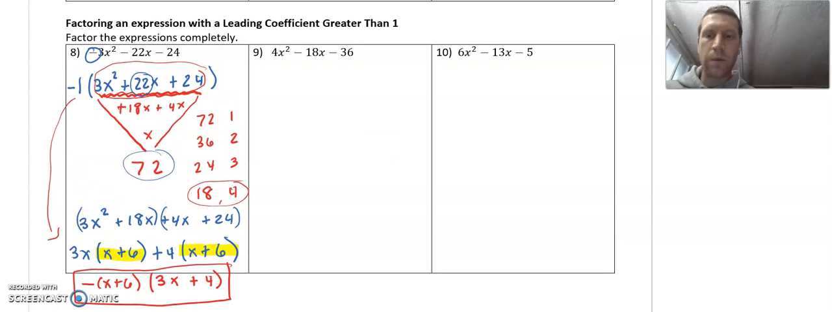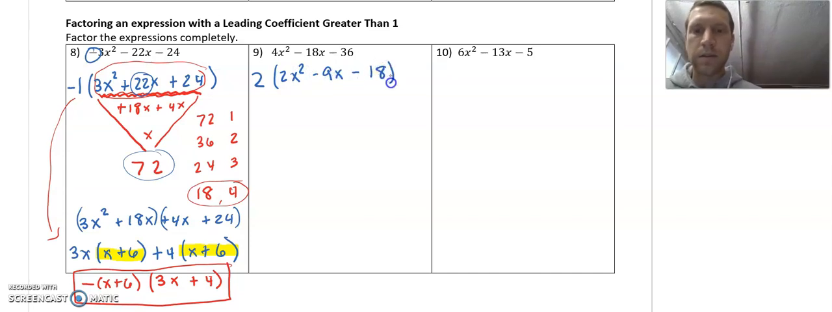So number 9, again, these are all even numbers, so I know I can factor out a 2, and I'm left with a trinomial, 2x squared minus 9x minus 18, that I can continue to factor, but it doesn't have a leading coefficient of 1. So I'm going to do this split the middle method. So again, I'm just focusing on inside. So I take my leading coefficient times my constant. That gives me negative 36.